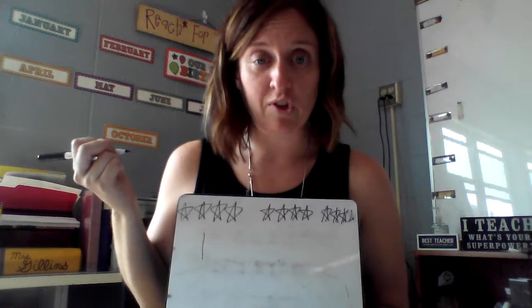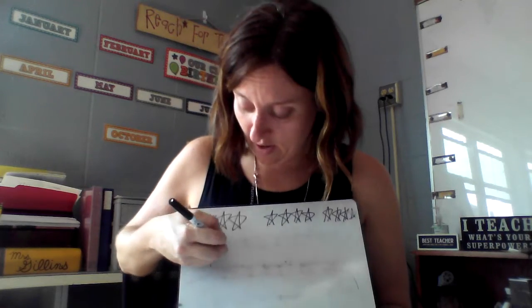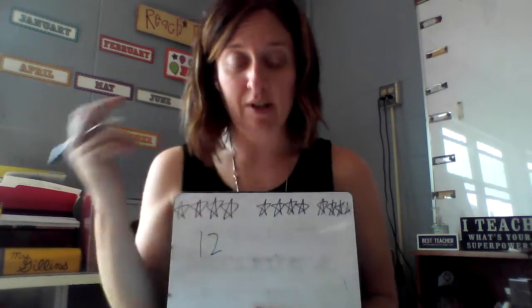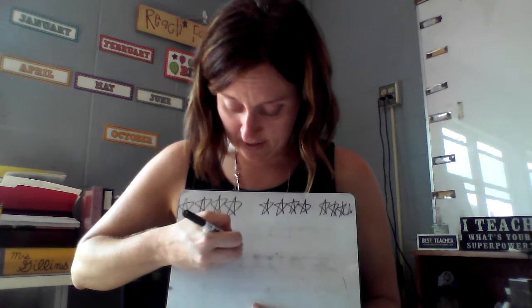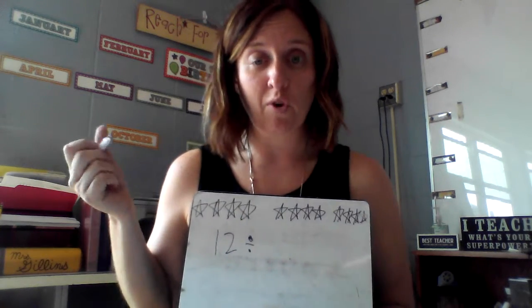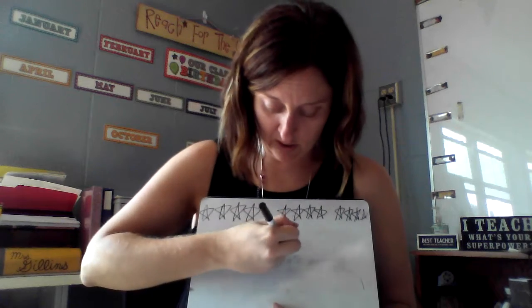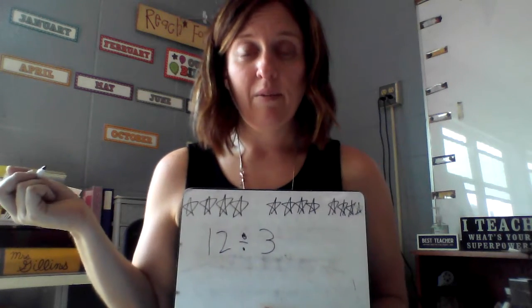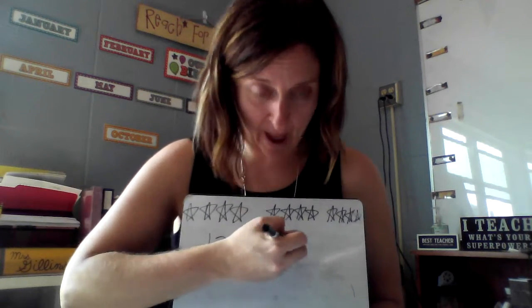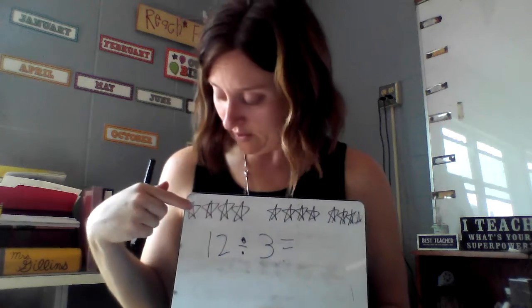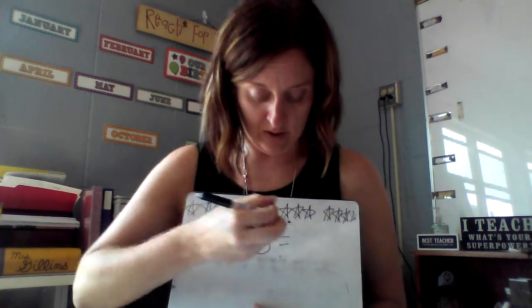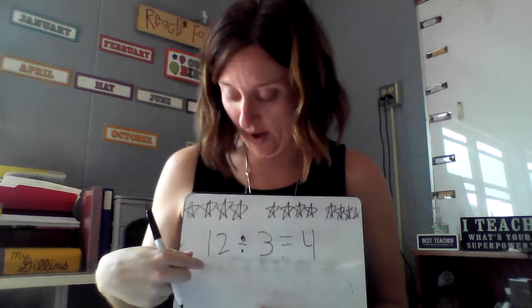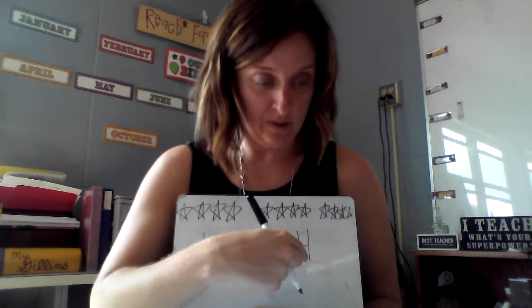So for division, you always start with your total first. So I have 12 total stickers divided into, now I put the number of groups, 1, 2, 3. And then my answer to my division problem is how many are in each of my equal groups. 1, 2, 3, 4. So 12 divided by 3 equals 4.